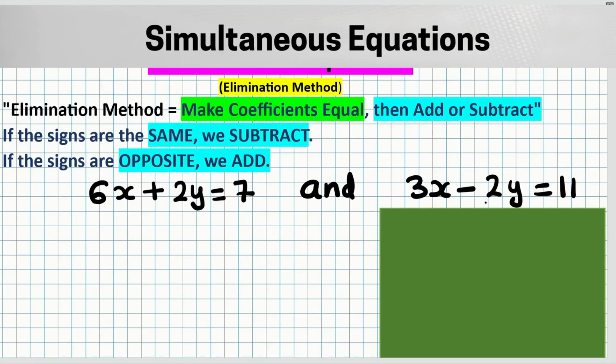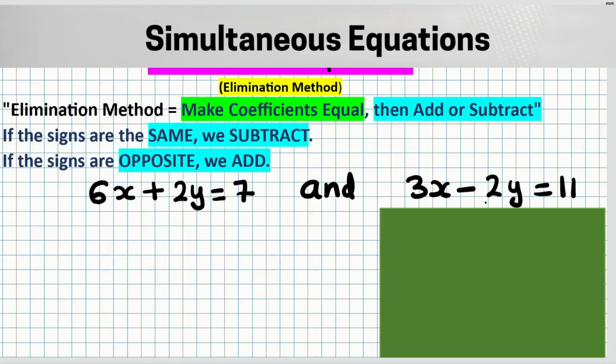Hello students, let us start with chapter Simultaneous equation. This chapter has three methods of solving the equation simultaneously. In this video, we are going to tackle solving of equation by elimination method. Before I solve the sum displayed on the screen, let us get acquainted with elimination method.